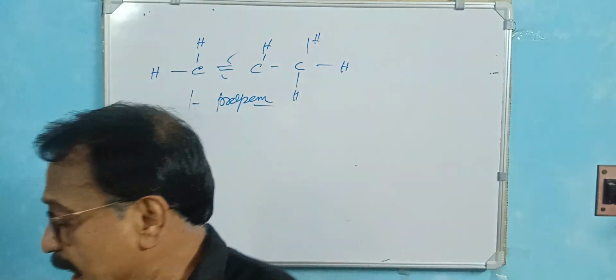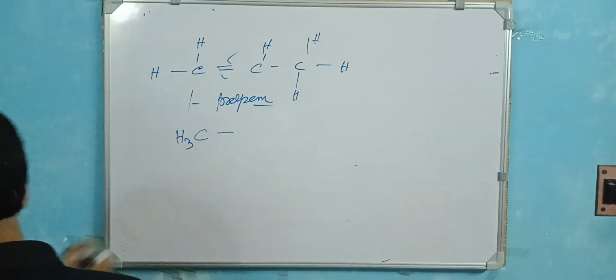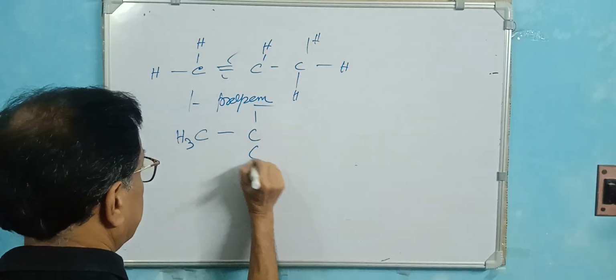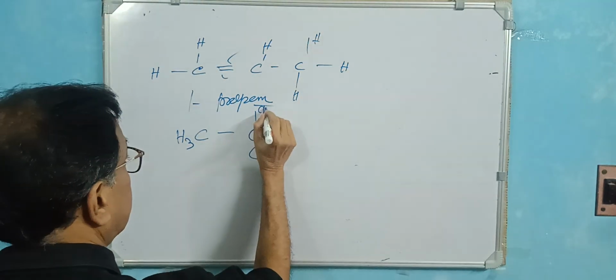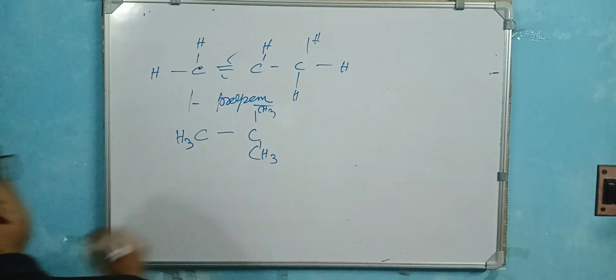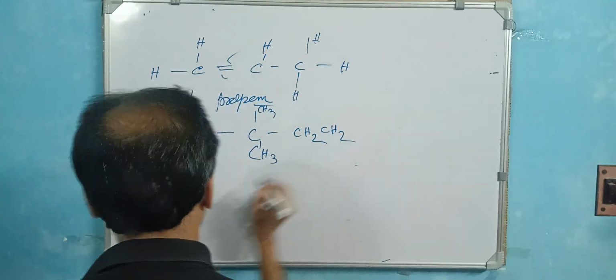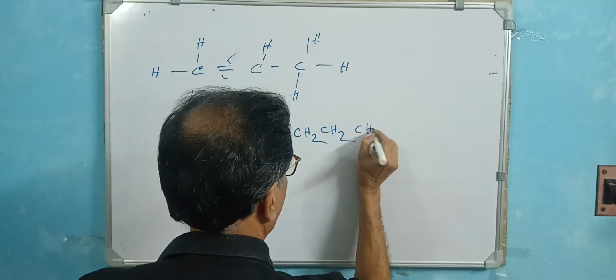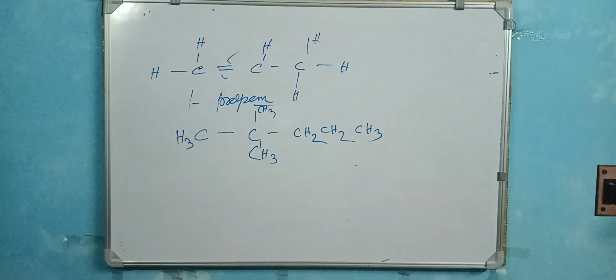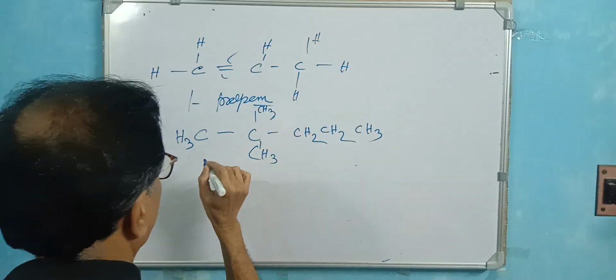Double bond is there. In that case, suppose here is CH3, this is CH3, this is C, this is CH3, this is CH3, this is CH2, okay, CH2, CH2, and this is CH3. This is carbon 3 and 1. This is carbon 1 and 2 and 3 and 1.